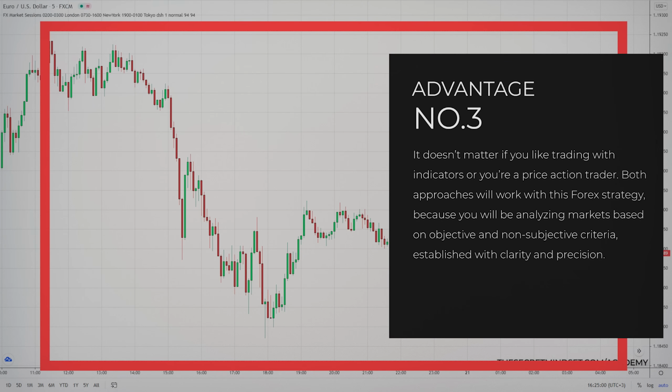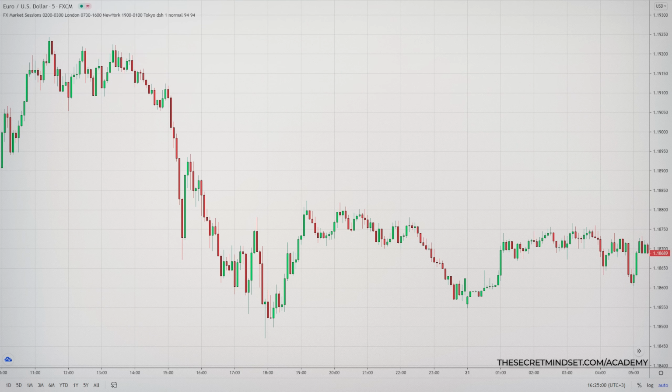And it doesn't matter if you like trading with indicators or you're a price action trader. Both approaches will work with this strategy, because you'll be analyzing markets based on objective and non-subjective criteria, established with clarity and precision. If this sounds good, let's dive right into the strategy.